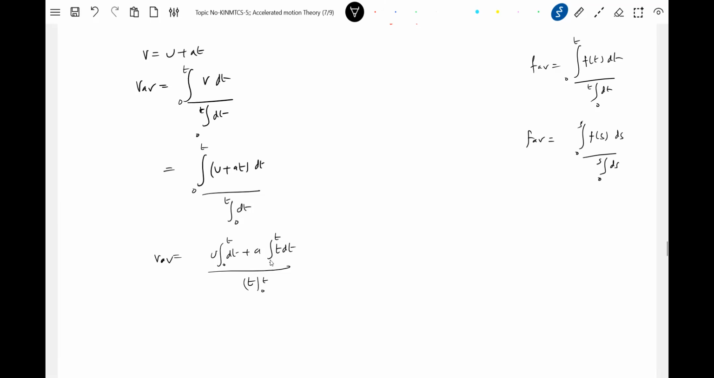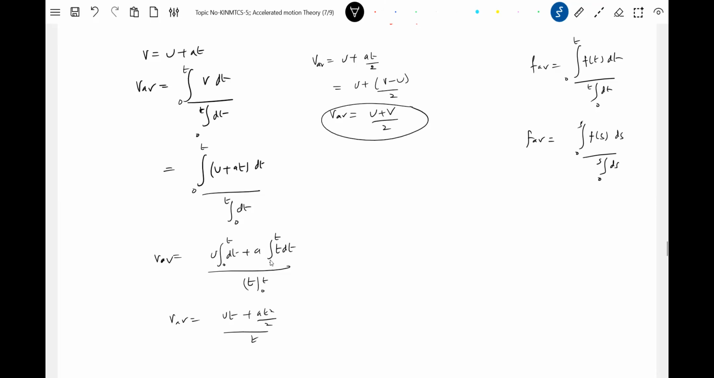So the next calculation will be ut plus at square by 2, divided by t, which gives u plus at by 2. So what is at? We know v equals u plus at, no? So in place of at, can I write v minus u? Very simplified equation. We are going to take help of this in the numericals.